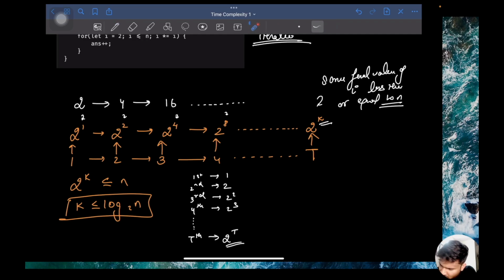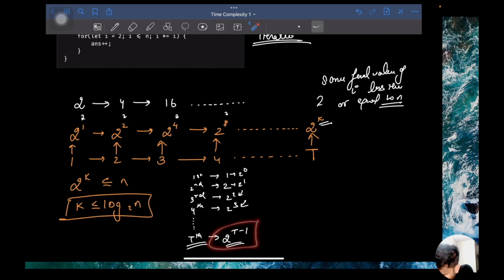Again, in the first iteration, if you just look, the power is 1. In the second iteration, the power is 2. In the third iteration, the power is 2 raised to the power 2. So you can write it as 2 raised to the power 0, 2 raised to the power 1, 2 raised to the power 2, 2 raised to the power 3. So in the tth iteration, technically it should be 2 raised to the power t minus 1. For 1 it is 0, for 2 it is 1, for 3 it is 2. So for the tth iteration, it will be 2 raised to the power t minus 1.